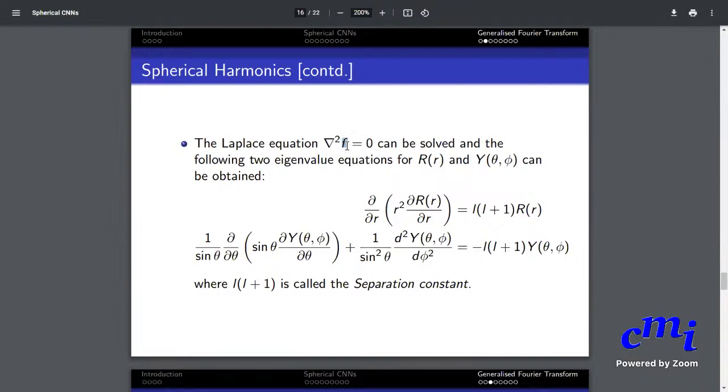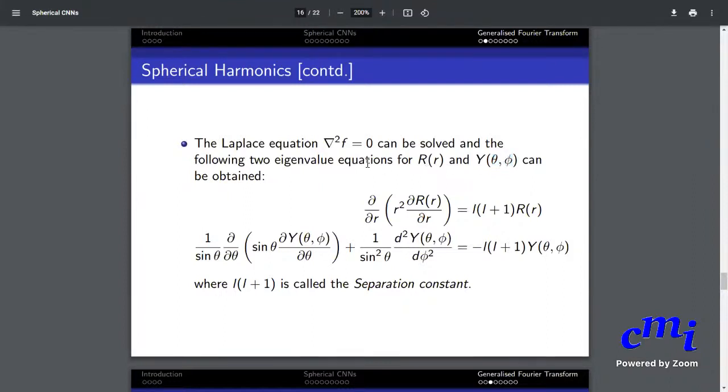Just to restrict ourselves to a smaller class of functions, we take f and decompose it into two functions, one which is solely a function of the radius, and another function Y, which is a function of theta and phi. Theta is like rotation along the yz axis, and phi is like rotation along the x and z axis.